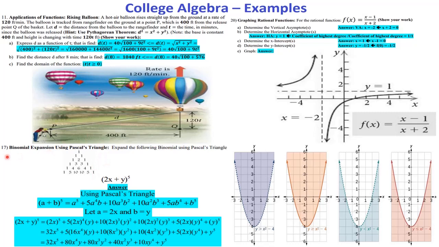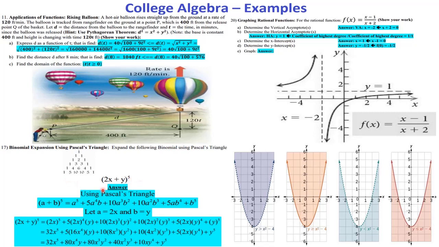Okay, then I have here polynomial expansion using Pascal's triangle. This is Pascal's triangle. At the top, the one means (a plus b) to the 0, then (a plus b) to the first, (a plus b) to the second, (a plus b) to the third, (a plus b) to the fourth, (a plus b) to the fifth. Those are the coefficients.